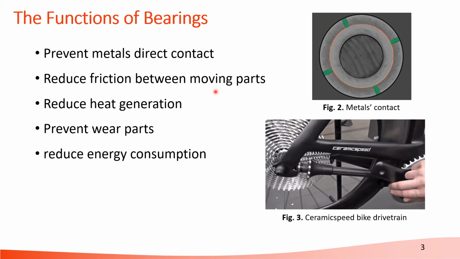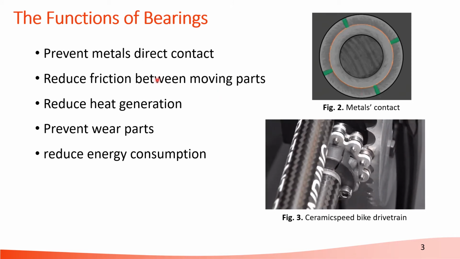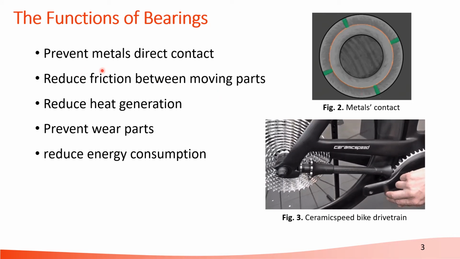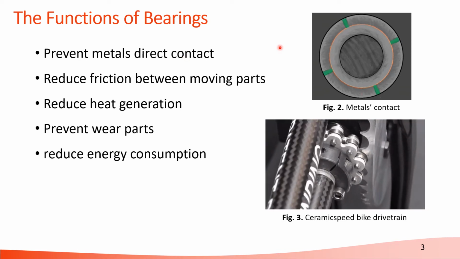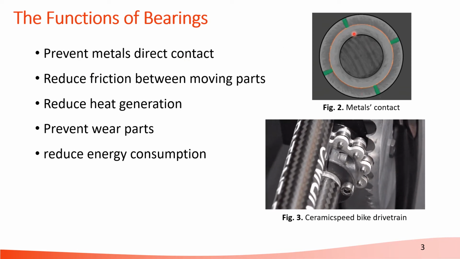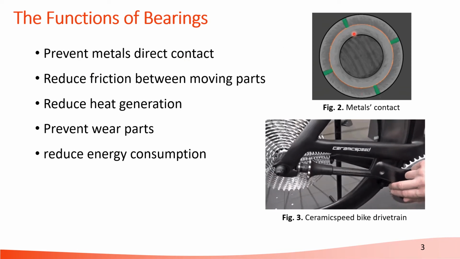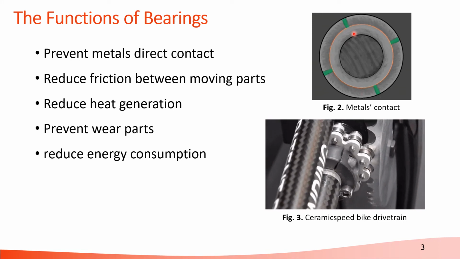So what is the function of a bearing? The first one is to prevent direct metal contact. You can imagine that there are two metals that contact together and try to rotate.